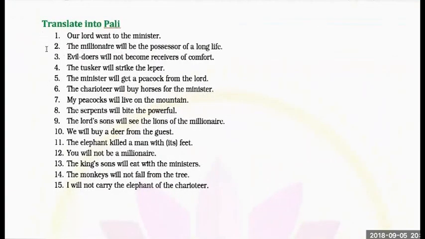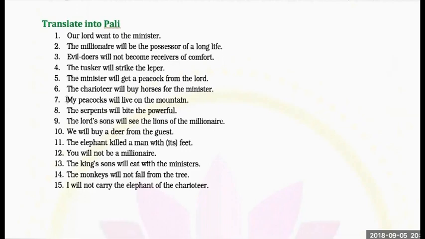Number 1, our Lord went to the minister. Number 2, the millionaire will be the possessor of a long life. Number 3, evildoers will not become receivers of comfort. Number 4, the tusker will strike the leper. Number 5, the minister will get a peacock from the Lord. Number 6, the charioteer will buy horses for the minister.